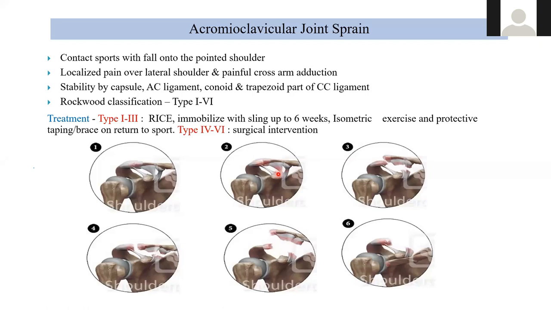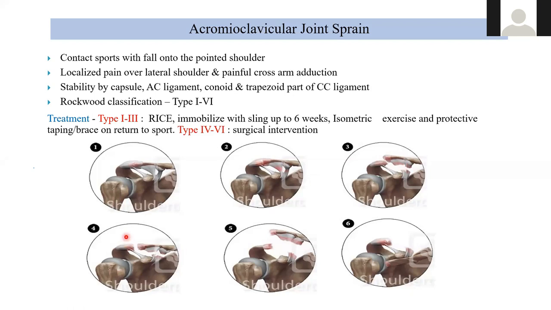So these two ligaments also will be involved. Depending on the capsule, acromioclavicular ligament, and the CC ligament injuries, they are divided into six groups, where type one is just a sprain, a stretch of the ligament. Type two injuries are rupture of the acromioclavicular ligament with intact coracoclavicular ligament, and type three injuries are rupture of both acromioclavicular and coracoclavicular ligaments with superior migration of the clavicle.